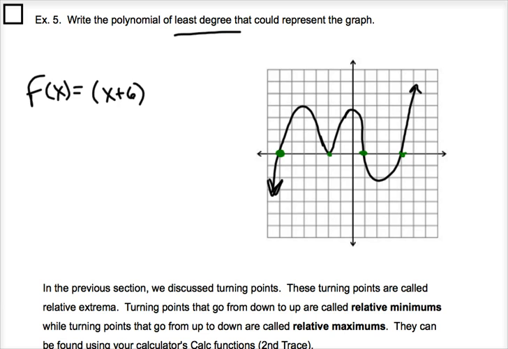Now the next one is negative 2, so I need an x plus 2. But that bounces right there, so the least degree would be a square. Could be 4, could be 6, could be 8, but the least is a square. Then I've got a 1, would be x minus 1, that's a 1 right there. And then finally I've got 1, 2, 3, 4, so it would be x minus 4.